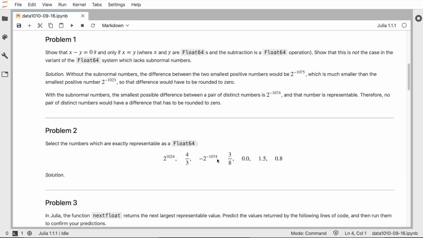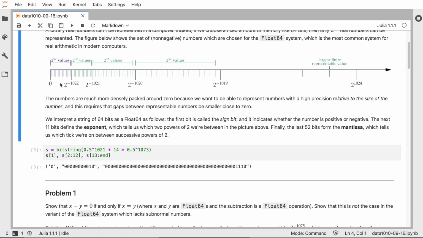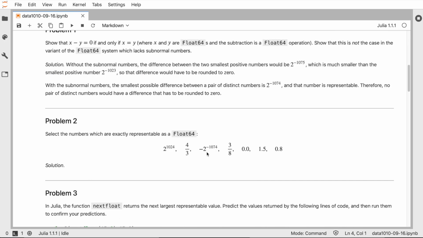Minus 2 to the minus 1074, so that's going to be 1 tick to the left of 0. And the negative representable numbers are just the negations of all these positive ones. So that one is going to be representable. 3/8 is also going to be representable, because its denominator is a relatively small power of 2. So we can just go to the inverse power of 2 that's to the left of this one, and then count up an appropriate number of tick marks. And there's no way we're going to skip some multiple of 1/8 in between. Maybe we'll look at that a bit closer in a minute.